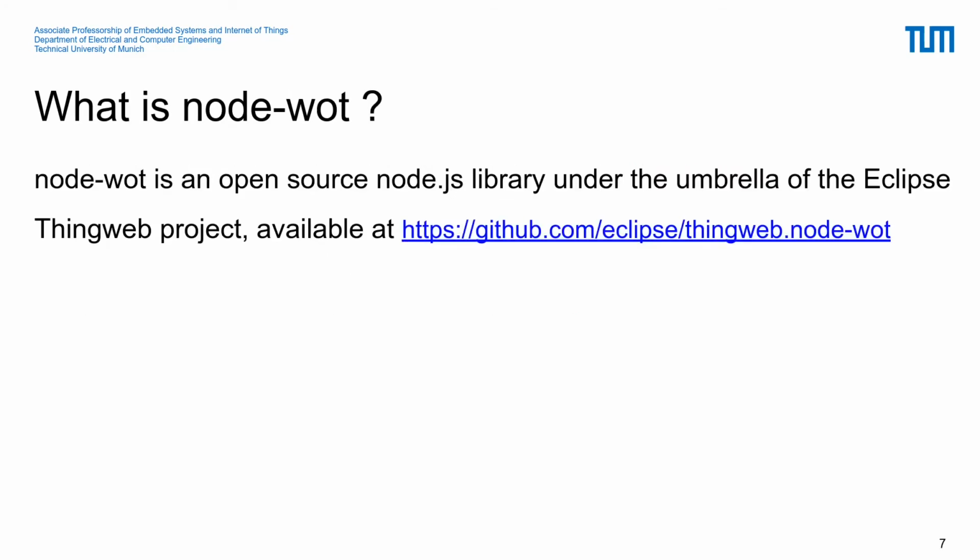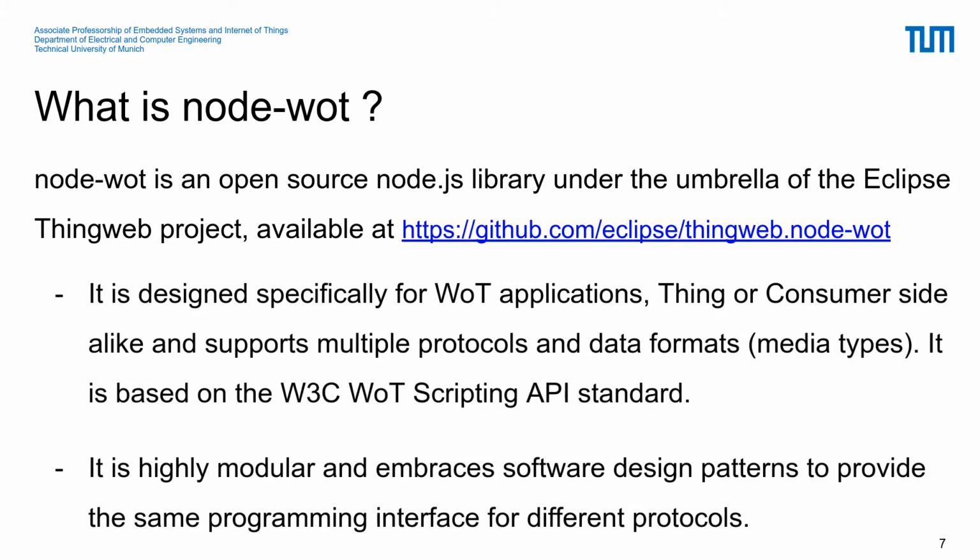So what is node-wot? Node-wot is an open source Node.js library under the umbrella of the Eclipse Thingweb project and available at this URL. It is designed specifically for Web of Things applications, and it can be used on the thing or the consumer side alike, and has support for multiple protocols and data formats. And importantly, it is based on the W3C Web of Things scripting API standard.